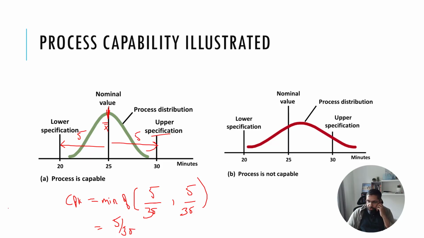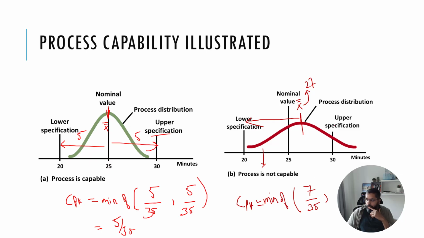Now let's change my pen's color. I should have used red for the other one. Let me just use a different shade of red here. So for this one, this is going to be your X bar bar, and let's say this is equal to 27. Then your CPK will be the minimum of, X bar bar minus lower spec. So this distance here, 27 minus 20 gives you 7. So 7 over 3 sigma.